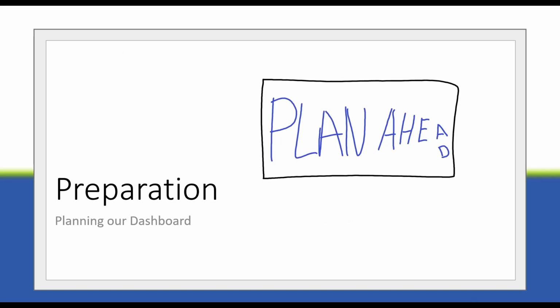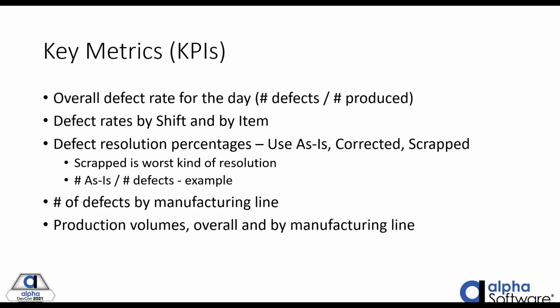As we talked about in the first session, we need to do a little bit of preparation before we dive in and start building a dashboard. So we talked about, what are our key metrics, our KPIs. In this case, and this would come from talking to the operations manager and the people that are going to consume the dashboard, overall defect rate for the day is their number one concern. That's simply how many defects there were divided by the number of things they tried to make. They would also like to see defect rates by shift and maybe by item they're producing.